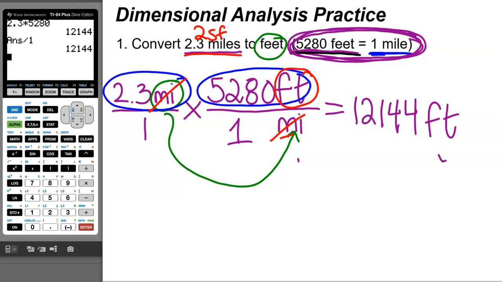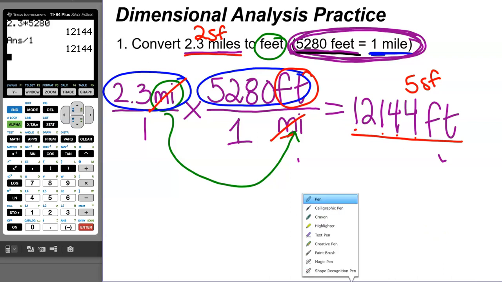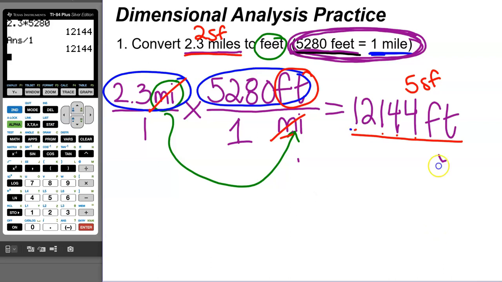Right now, this answer right here has 1, 2, 3, 4, 5 significant figures. So we need to do some rounding. Just like we've done many times before, we're going to underline the digits we get to keep, and then we will just round the rest of our value. So we get to keep the 1. Whoops, lost my pen again. We get to keep the 1 and the 2 as our 2 significant figures, and then we need to round the rest.